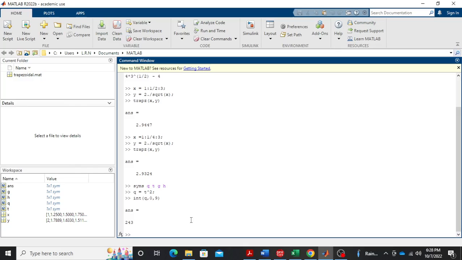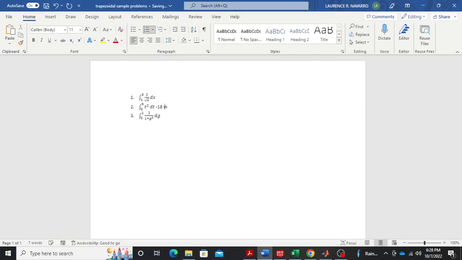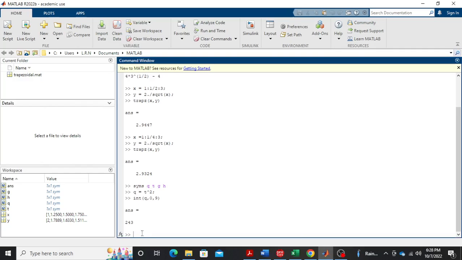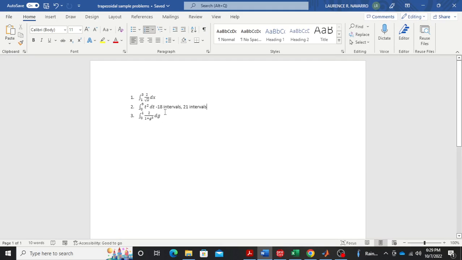We will solve it using trapezoidal method with 18 intervals first, then we will try 21 intervals after. First, you type the independent variable, which is t. So we have limits from 0 up to 9. By the way, if we use the formula for calculating the width of interval with limits of 0 to 9, the formula will give us the width of interval as 1 half because 9 over 18 is equal to 0.5. So first, we are solving for trapezoidal method with 18 intervals.